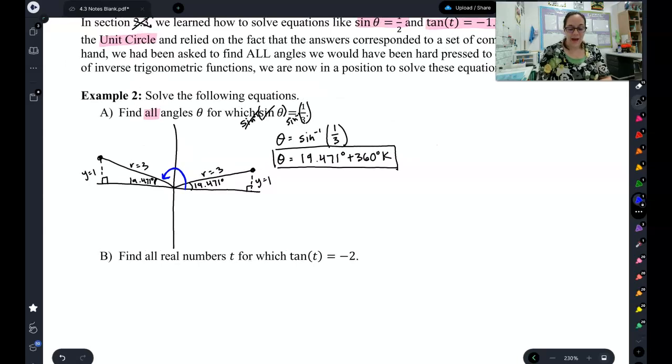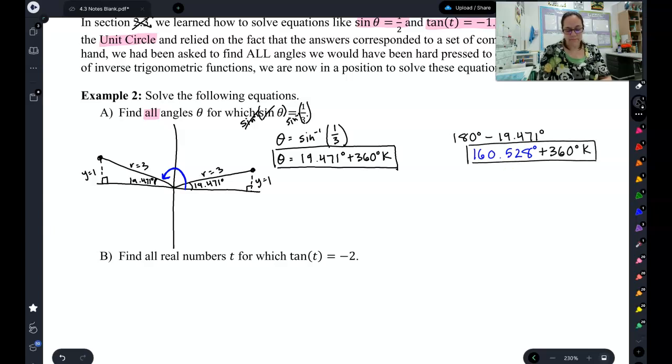So to find that angle, I'm going to do 180 degrees, the whole thing, minus the angle I found, that 19.471. And that should give me my blue angle of 160.528 degrees. And of course we still want all, so we add 360K to get all. So that's what we're looking at.